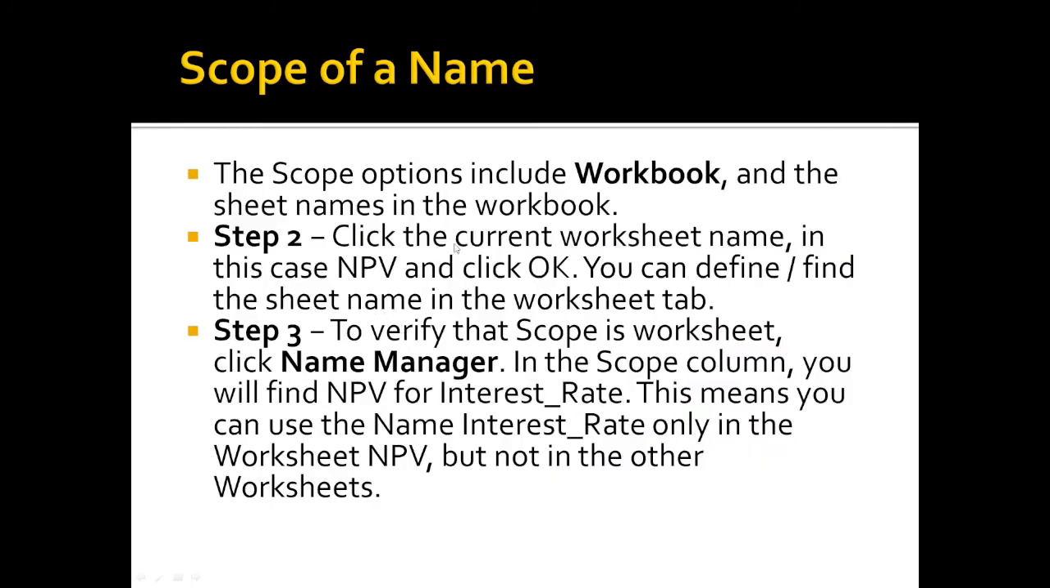Step 2, click the current worksheet name. In this case, it's NPV. That's the name of the worksheet, and click OK. You can find the sheet name in the worksheet tab. Step 3, to verify the scope is the worksheet, click name manager. In the scope column, you will find NPV for interest rate. This means you can use the name interest rate only in the worksheet NPV, but not in the other worksheets.